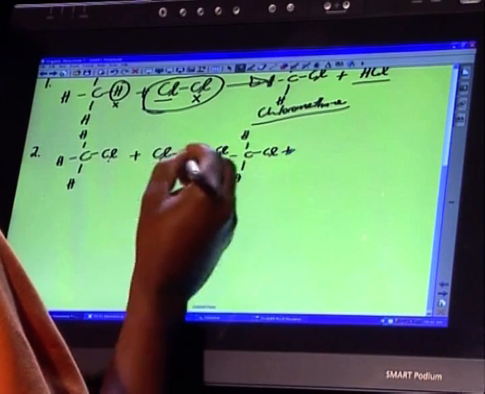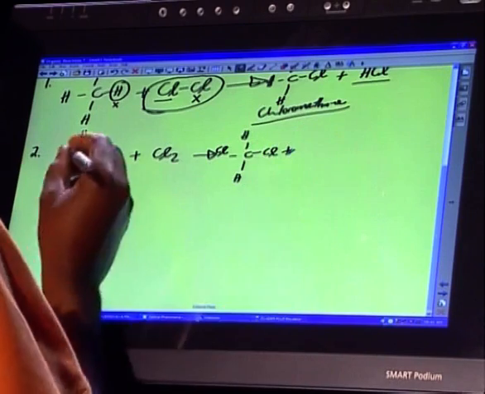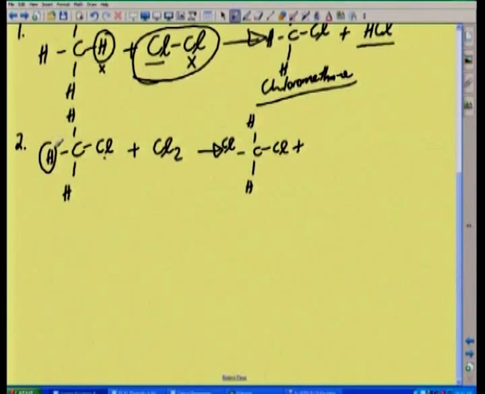Plus, where does the other chlorine atom go? And the hydrogen that we have replaced, this hydrogen here. Those two are again going to react together to give you your hydrochloric acid. And now you have got your dichloromethane. So this is dichloromethane.